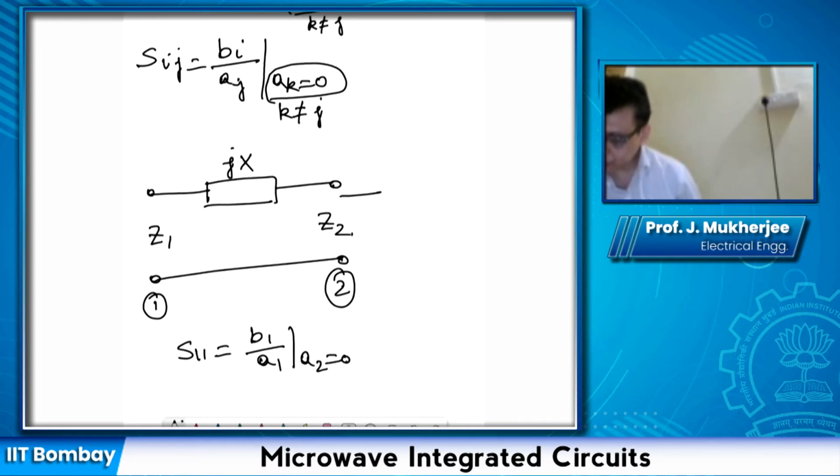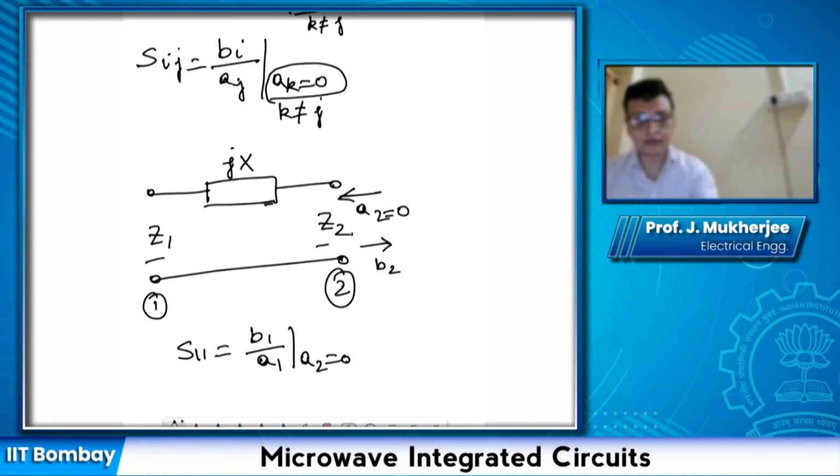A2 flows like this and B2 is the reflected wave like this. So how do we make A2 0? How do I ensure that A2 is always 0? Z1 and Z2 are the characteristic impedances at port 1 and port 2. Again, these can be arbitrarily set.